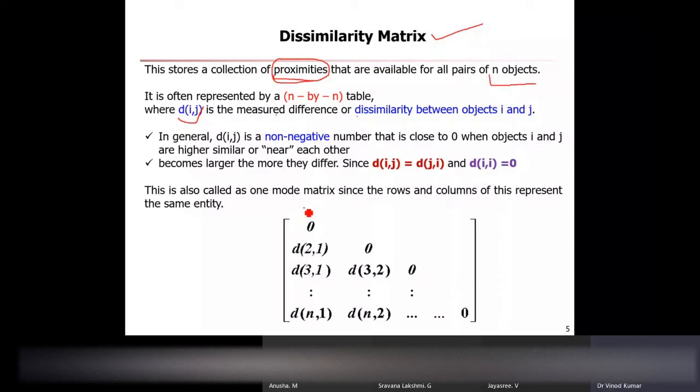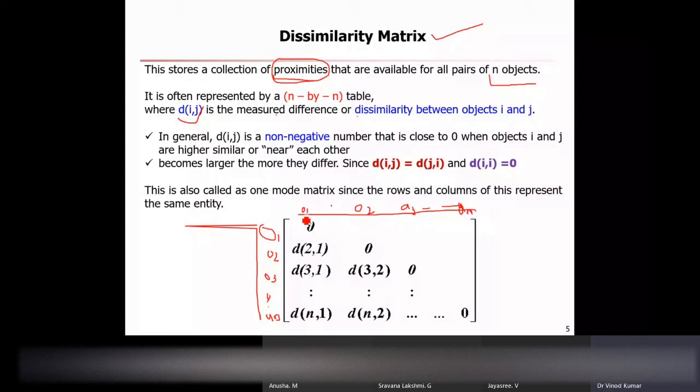So we have object 1, object 2, object 3, like this up to object n. And this side we have the same objects: object 1, object 2, object 3, up to object n. Whatever number of objects is here, the same will be on this side also. So now we will calculate the dissimilarity between the pairs of objects.